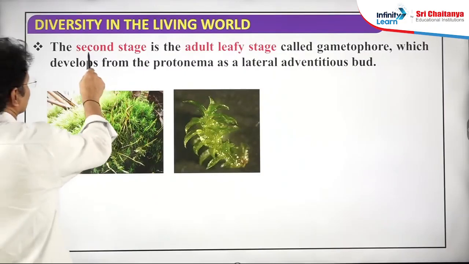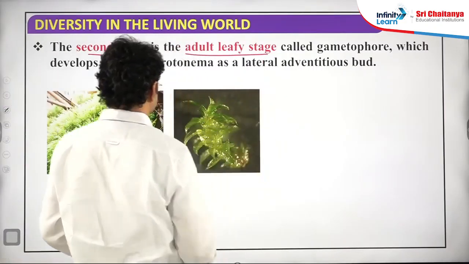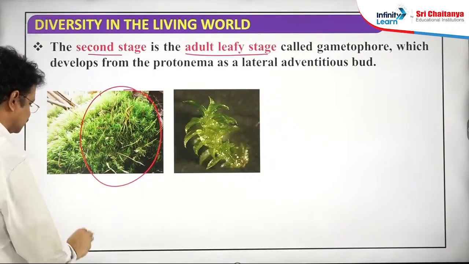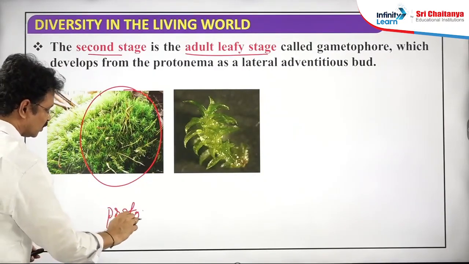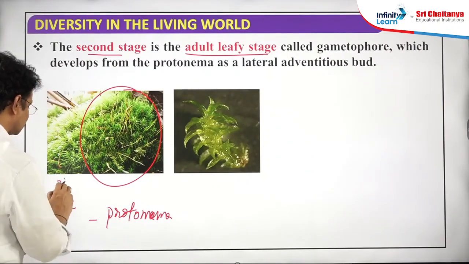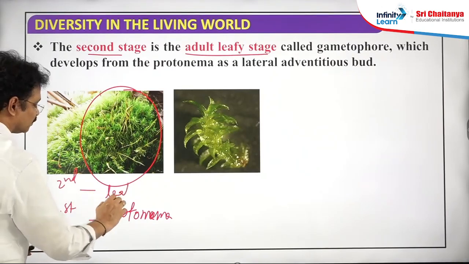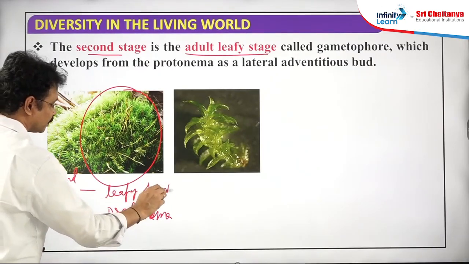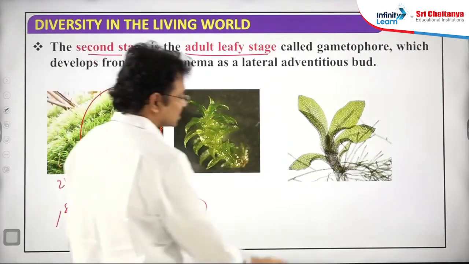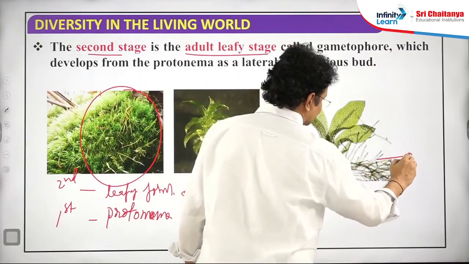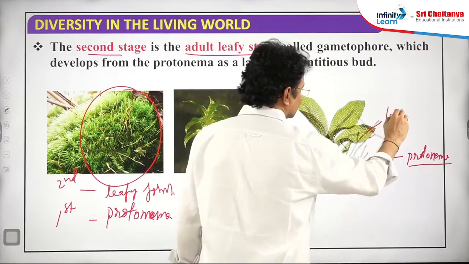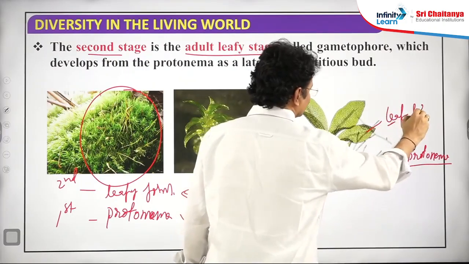In the second stage, the protonema gives rise to the adult leafy stage. All these are leafy forms obtained from the protonemal stage. Protonema is the first structure; the second structure is the leafy form. Here some filament-like structures appear. That is the protonema: proto, the first formed filamentous stage. Next, the adult form is the leafy form.